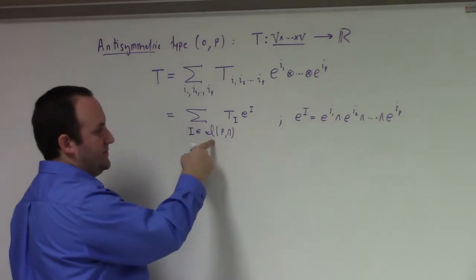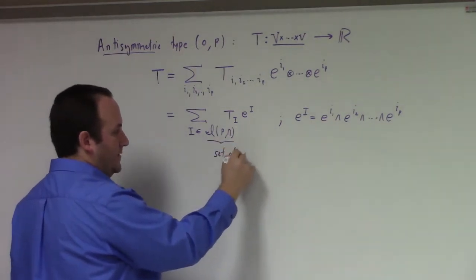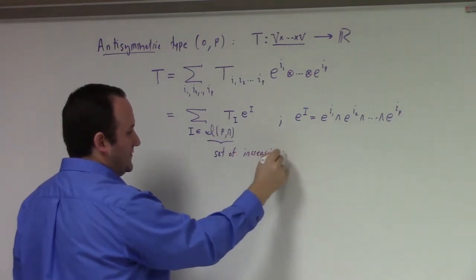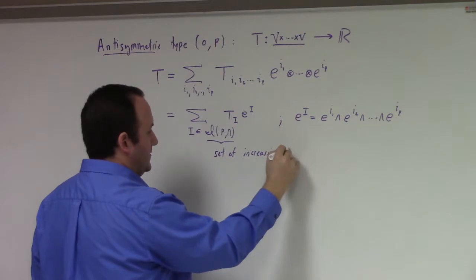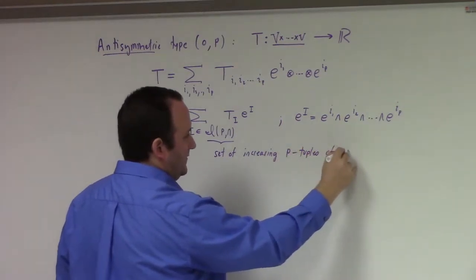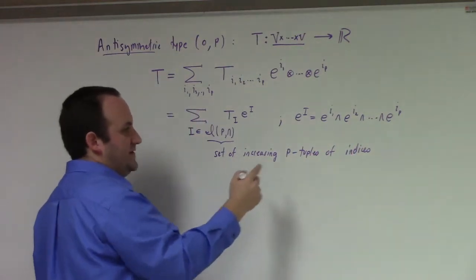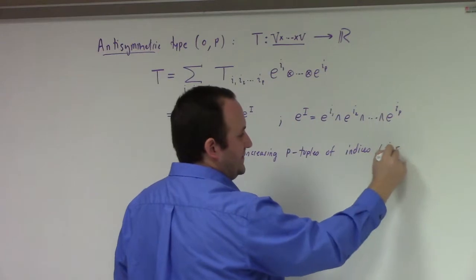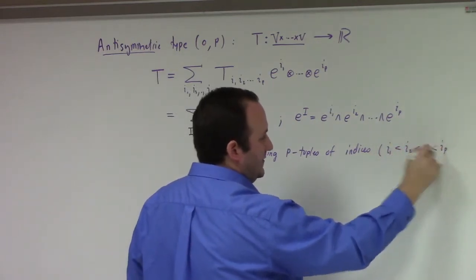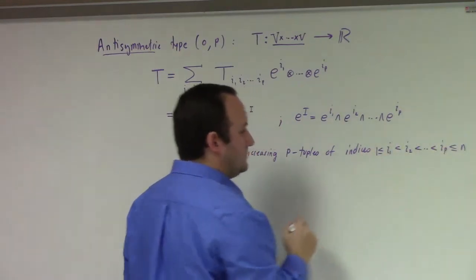And so what this means is that these are the set of strictly increasing p-tuples of indices. So basically that means that I1 is less than I2, less than, less than IP, and of course those are between 1 and n at the most, okay?